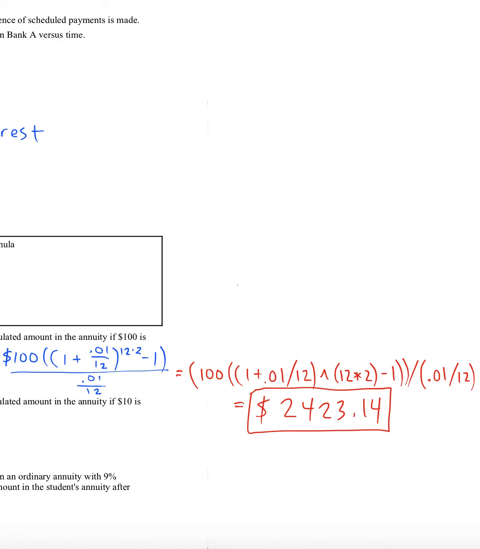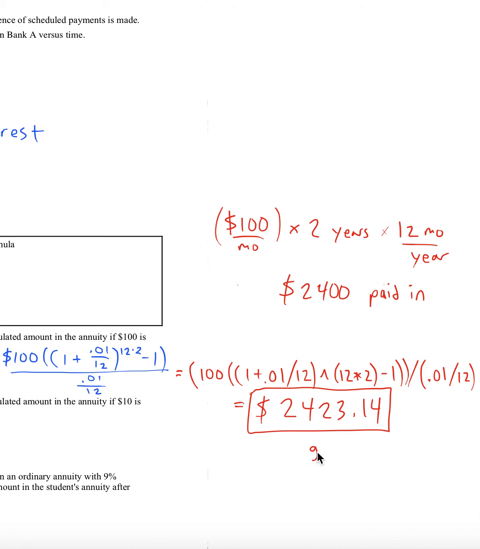Now it's easy to calculate how much interest you actually earned here. Because remember, you were paying in $100 for 2 years. So take that $100 per month, multiply by 2 years, and then 12 months per year. So we paid $2,400 in, but you get out $2,423. So that $23.14 actually represents the interest that you earned on the annuity.